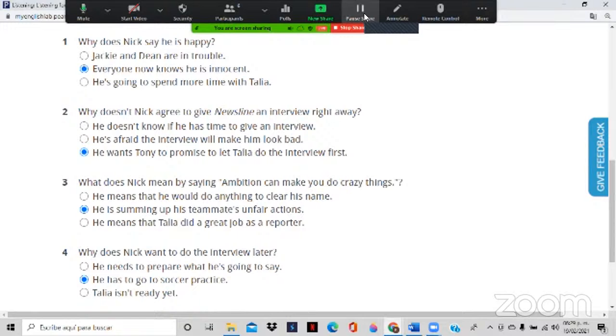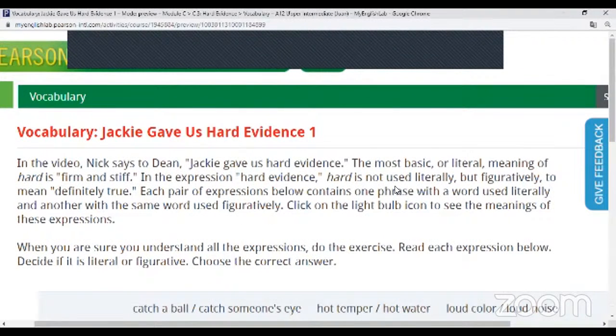I don't see the page. Okay. Okay. It was okay.